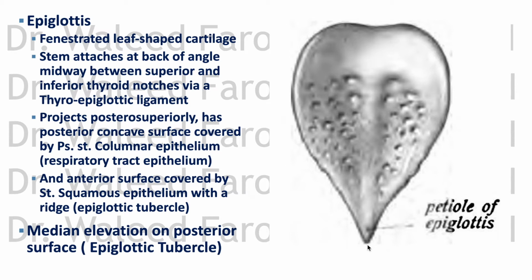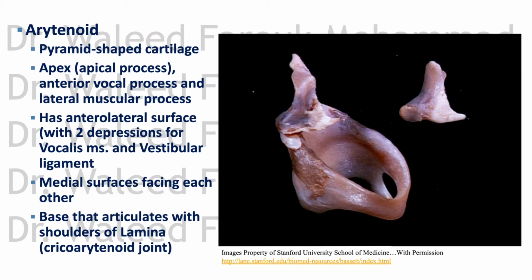Now, how does it attach to the rest of the cartilage? It's attached to the back of the angle of the thyroid. Remember the angle of the thyroid? The back of the posterior surface of the angle of the thyroid. And it's attached by a ligament, the thyroepiglottic ligament, that connects the thyroid to the pedicle of the cartilage. It's drawn in yellow because it's elastic, and we will talk about that soon.